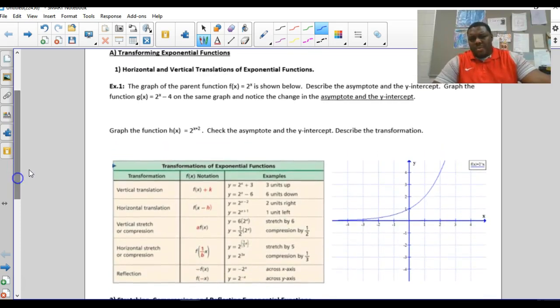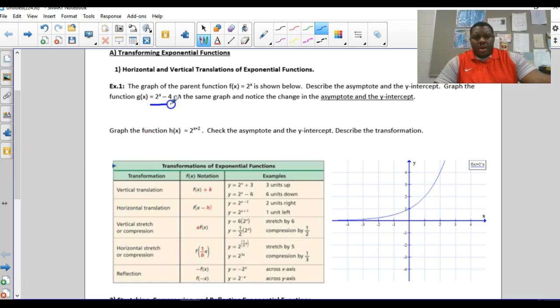Actually, let me start by saying, guys, all the transformation rules are the same from function to function: quadratic, linear, exponential, logarithmic, cubic, you name it, absolute value, radical. We did it all. All the rules are the exact same. You just have to know when to apply them and what's going on.